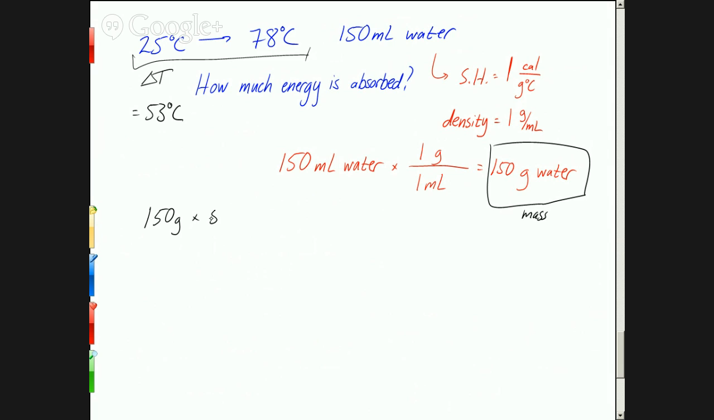150 grams of water times 53 degrees C times the specific heat, which is 1 calorie per gram degree C. Grams and degrees C cancel, and we're left with calories, which is, maybe got a calculator handy? So it takes 7,950 calories of energy to move that much water by that temperature.